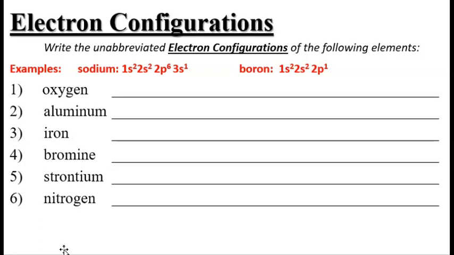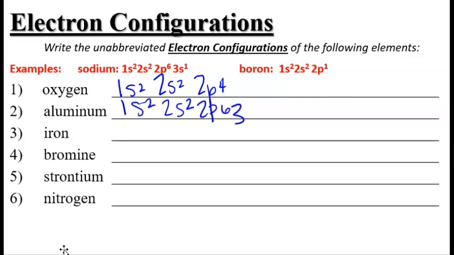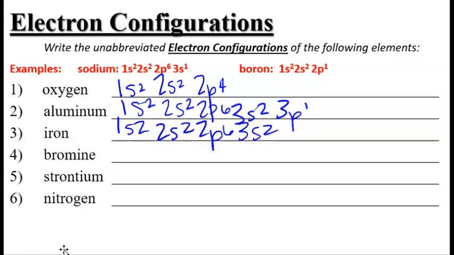All right, so let's go ahead and practice. Oxygen is 1s2, 2s2, and 2p4. Aluminum is 1s2, 2s2, 2p6, 3s2, and 3p1. Iron is going to be 1s2, 2s2, 2p6, 3s2, 3p6. Start back over. We're going to go to 4s2 and then 3d6. Don't forget, after you fill out your 4s2, you go back down to 3d6.